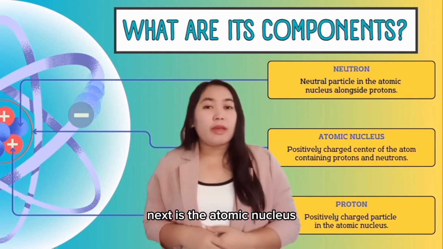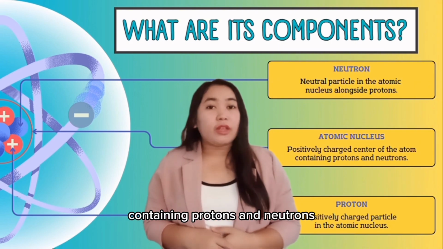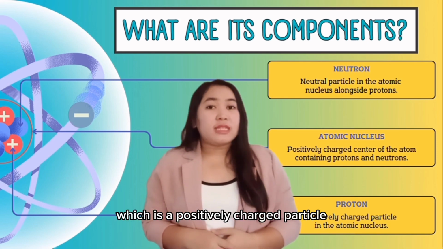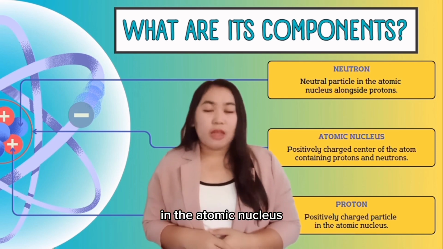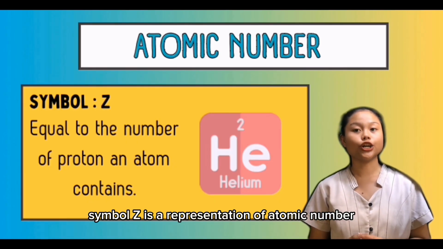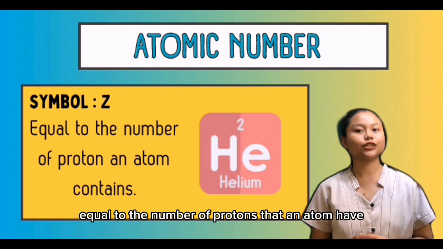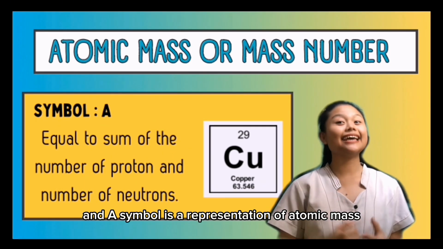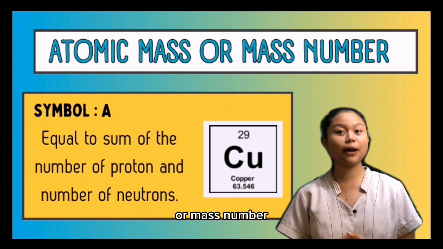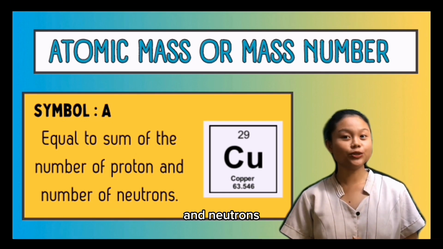Next is the atomic nucleus. It is the positively charged center of the atom containing protons and neutrons. Next and lastly is the proton, which is a positively charged particle in the atomic nucleus. Symbol Z is a representation of atomic number. It is equal to the number of protons that an atom has. And symbol A is a representation of atomic mass or mass number. It is equivalent to the number of protons and neutrons.